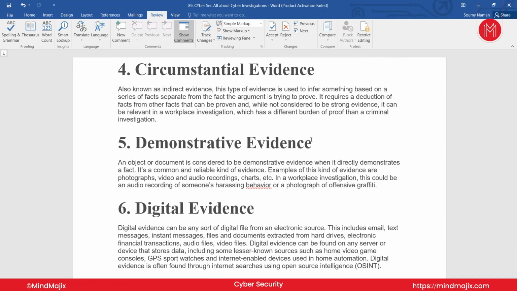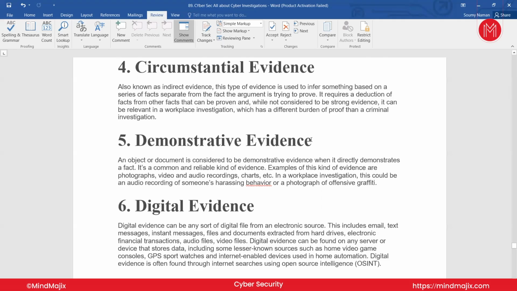The fifth one is demonstrative evidence. As it sounds, this object or document is considered demonstrative evidence because it is directly used to obtain a particular fact, as it demonstrates a fact. It's a common and reliable kind of evidence. It could be photographs, videos, or audio recordings. In some cases, it could be charts or anything else. In a workplace investigation, this could be an audio recording of someone's harassing behavior or a photograph of offensive graffiti.